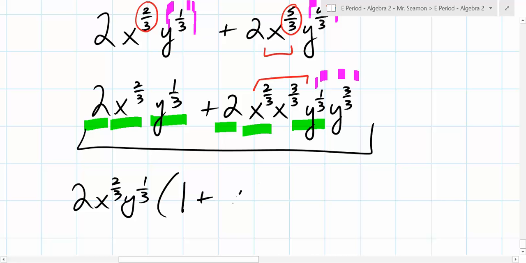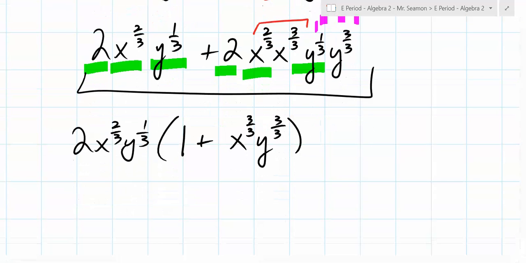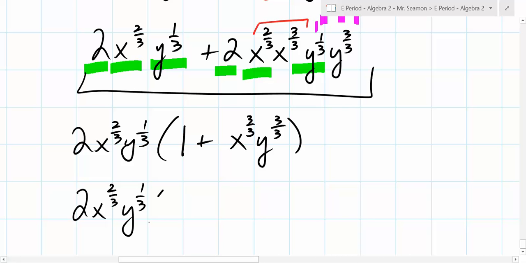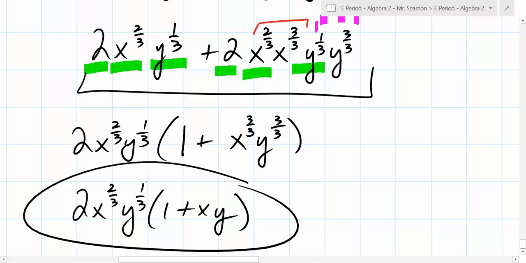Plus what? x to the 3/3 y to the 3/3. But what is 3/3? So what do you end up with? 2x to the 2/3 y to the 1/3 times 1 plus... This is a hard one. This is the first brand new one we've done. This is harder. Okay.